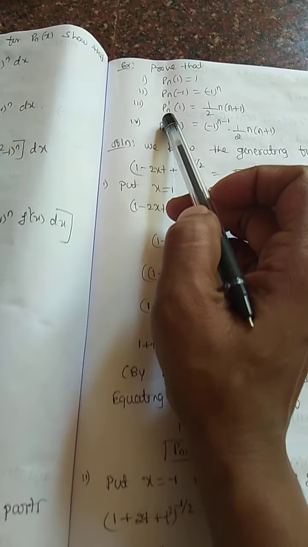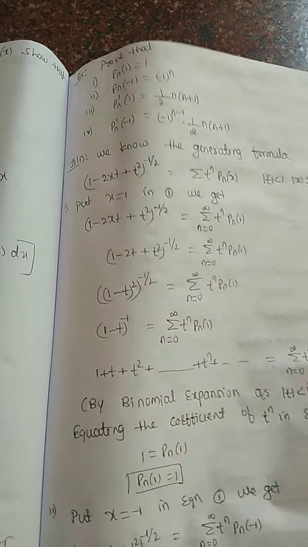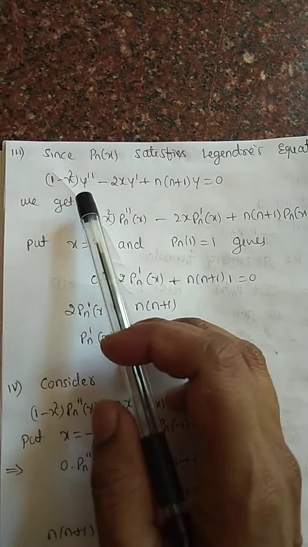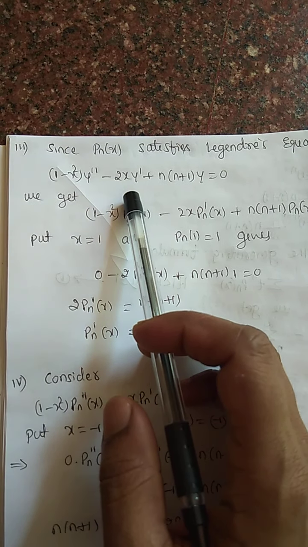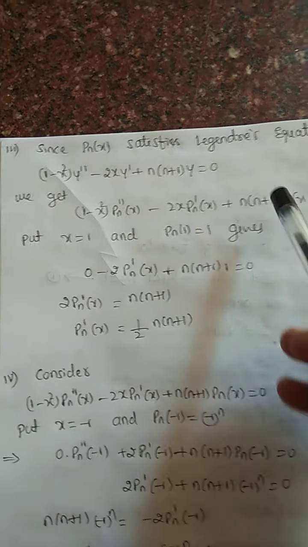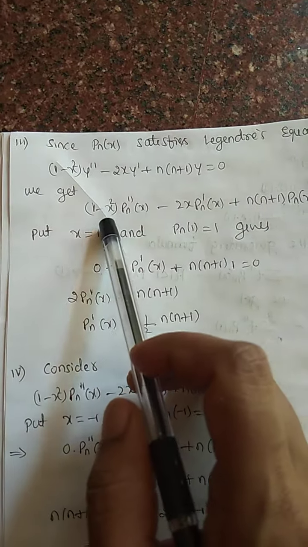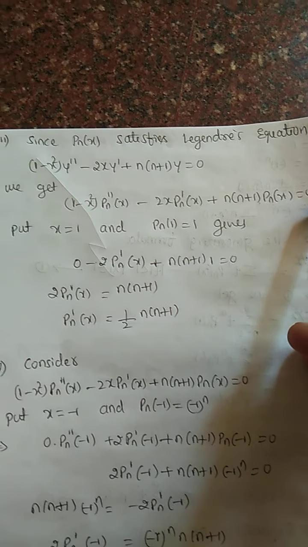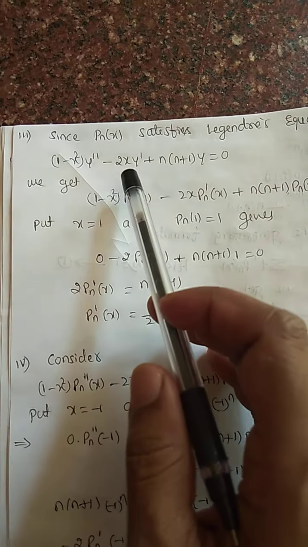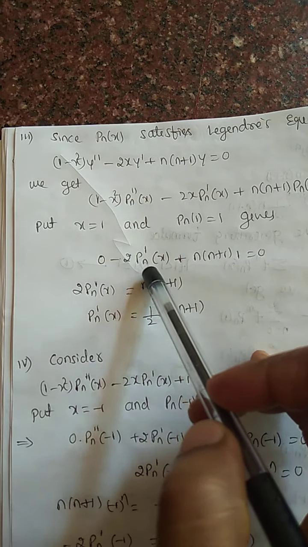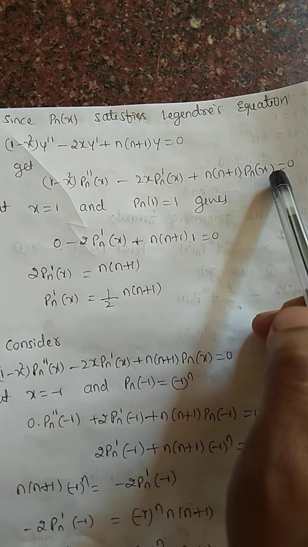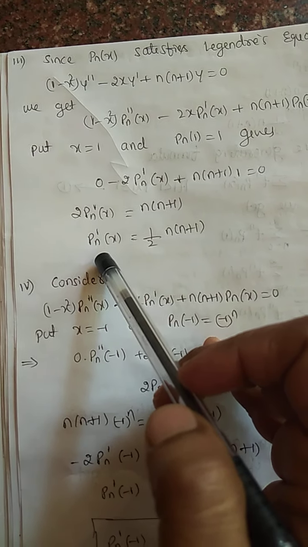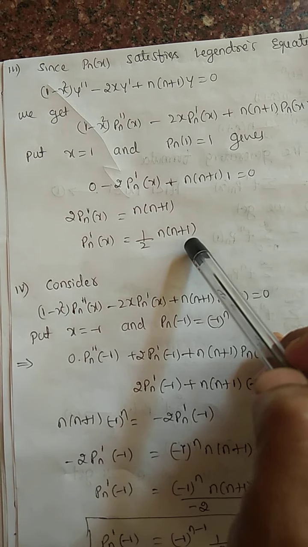Third one, to prove Pn'(1) equals 1/2 n(n+1). Since Pn(x) satisfies the Legendre equation, that is (1 - x²)y'' - 2xy' + n(n+1)y = 0, here Pn(x) satisfies (1 - x²)Pn''(x) - 2xPn'(x) + n(n+1)Pn(x) = 0. Now put x equals 1, Pn(1) equals 1. This becomes 0 - 2 Pn'(1) + n(n+1) times 1 equals 0. So n(n+1) equals 2 Pn'(1). Then Pn'(1) equals 1/2 n(n+1).